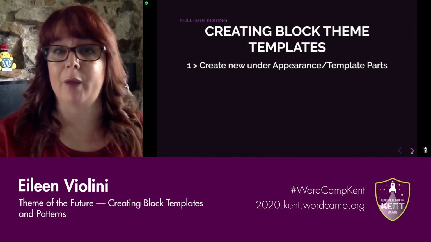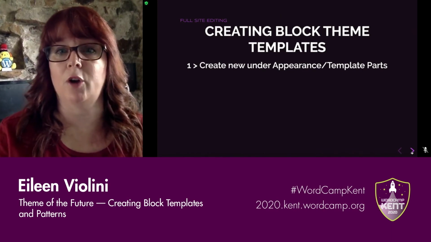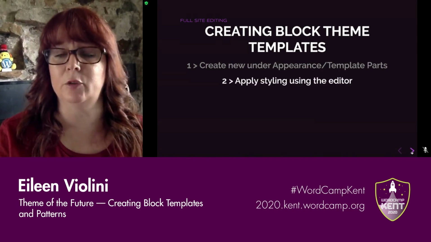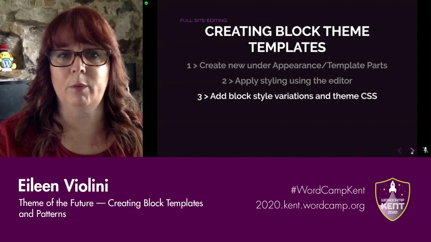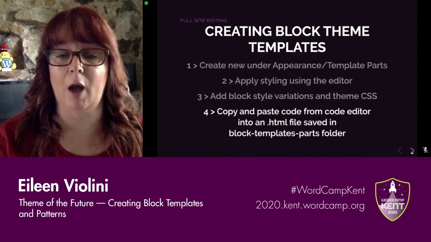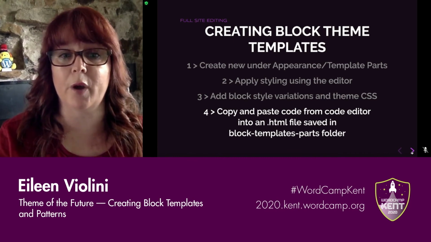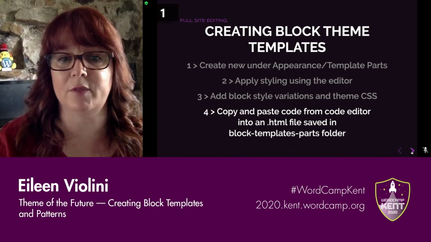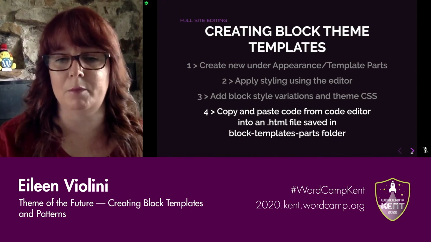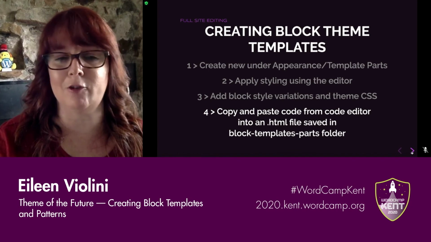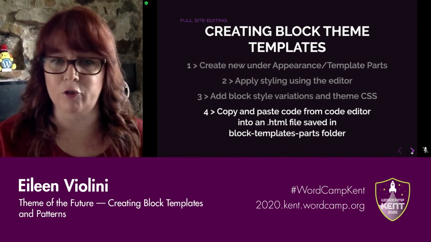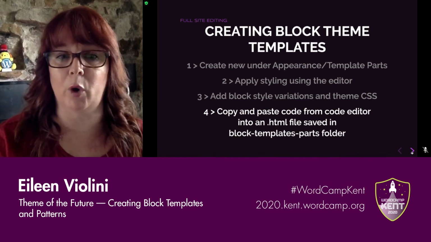So to create a block theme template, we would go under Appearance, Template Part. We would apply styling using the editor. And we would add block style variations and theme CSS. And then copy and paste the code from the code editor into an HTML file and save it in the block templates part folder. That's a real down and dirty, quick way of doing things. As you dig in deeper, there's a lot more to this as we start to build out more complex themes.